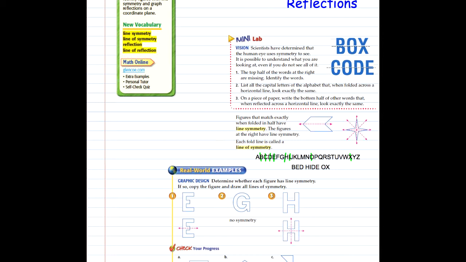On a piece of paper, write the bottom half of each word that, when reflected across a horizontal line, looks exactly the same. Well, I didn't do that, but I wrote some words. You can see that bed, hide, and ox, I can actually, if I want to, draw a horizontal line through those, and they will reflect.